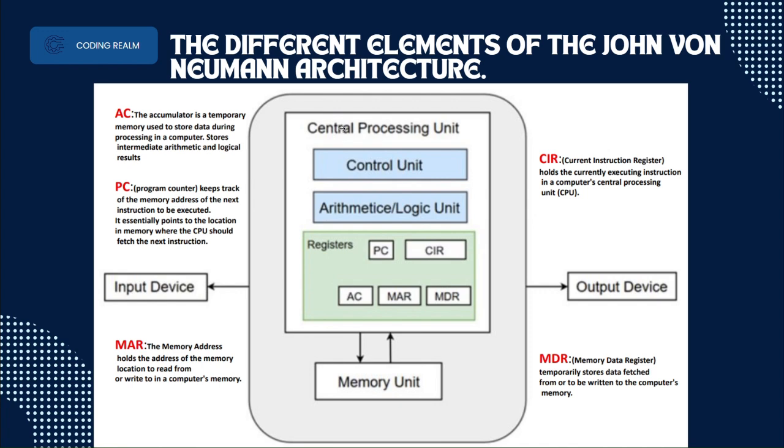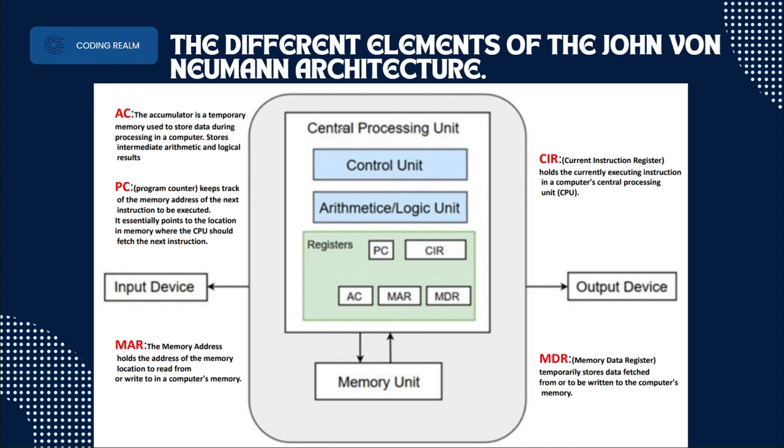The memory has two types. We have the RAM, or random access memory, and the ROM, the read-only memory. The RAM is the computer's working memory, used to store data and programs currently in use. The RAM is a volatile memory, meaning it loses its contents when the computer is powered off.